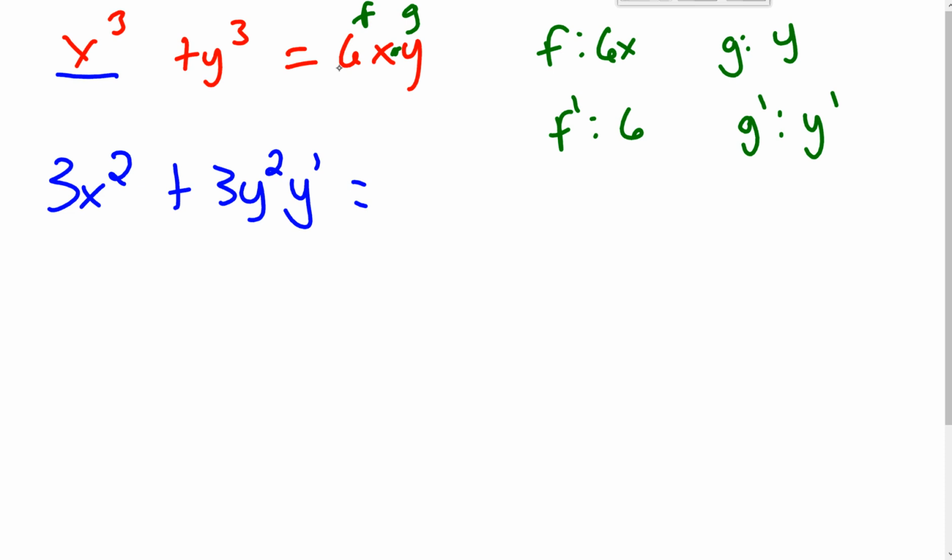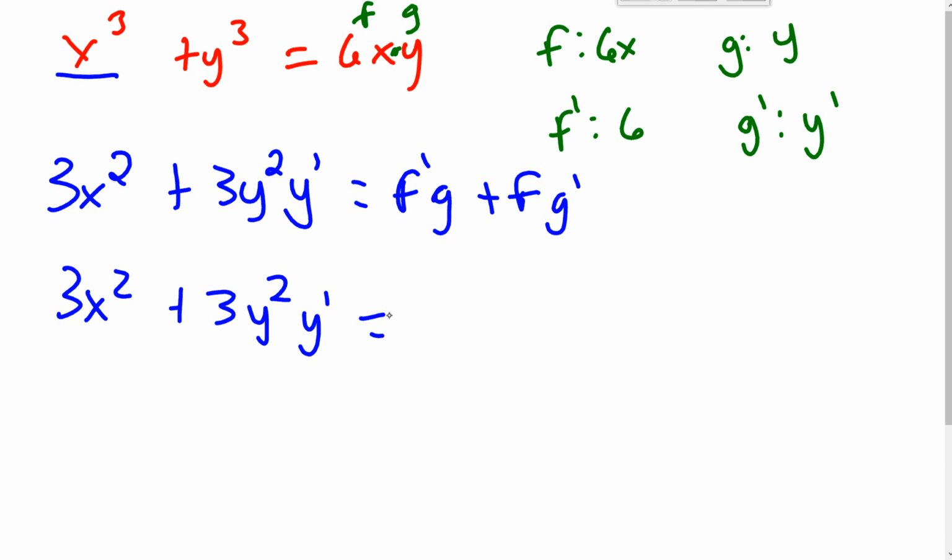So this is product rule, so that'd be f prime times g plus f times g prime. So f prime is 6 times g, which is y, then plus f, which is 6x, times the derivative of g, which is y prime.